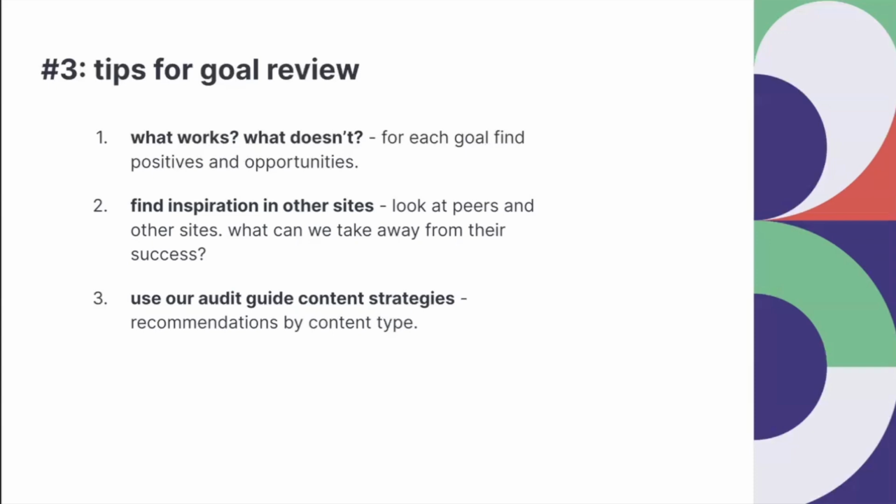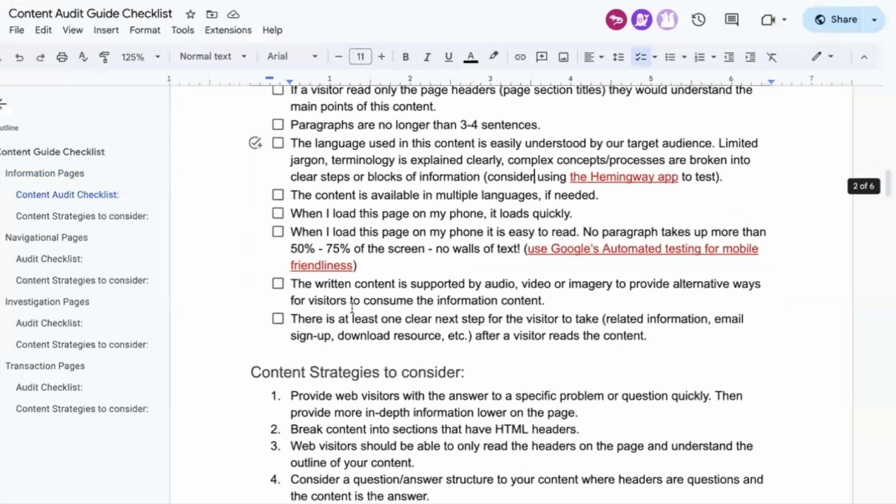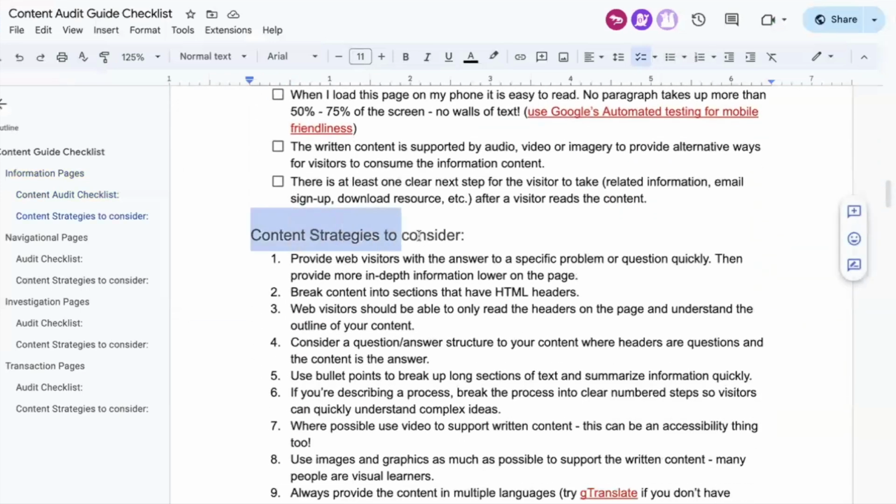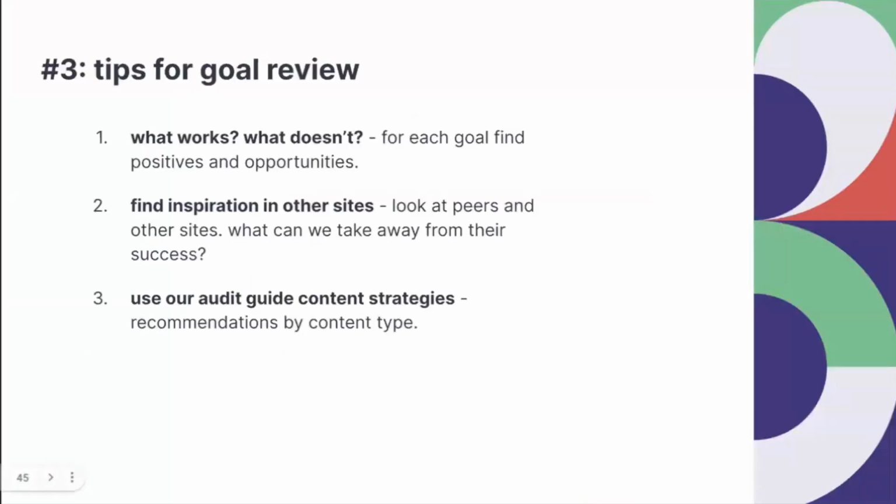As I said before, use our audit guide as a good starting point. Below our checklist section, we have another section called content strategies to consider. So again, it's going to give you a little bit of a hint in terms of how to assess those page level goals. So you'll remember in our organization process, we had 4 different goals that we were looking at.